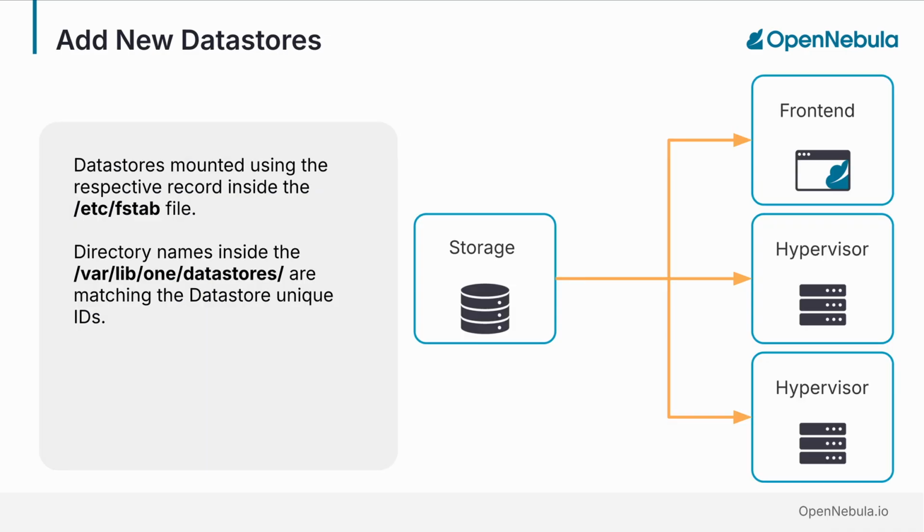In the scope of this demonstration, we are going to leverage the NFS protocol to mount the shared storage across the environment. This setup assumes that storage is going to be mounted on every node in the environment, including the front-end node. The mount points are going to be preserved by placing the respective records in the /etc/fstab file.